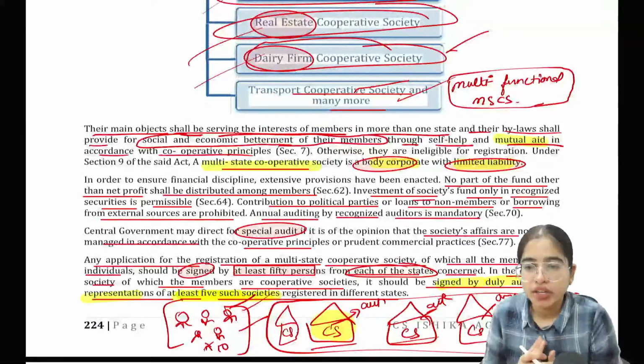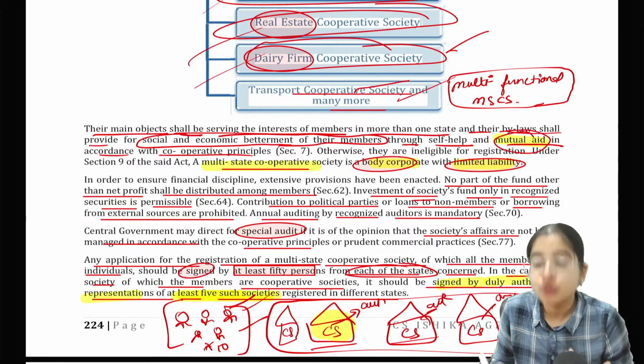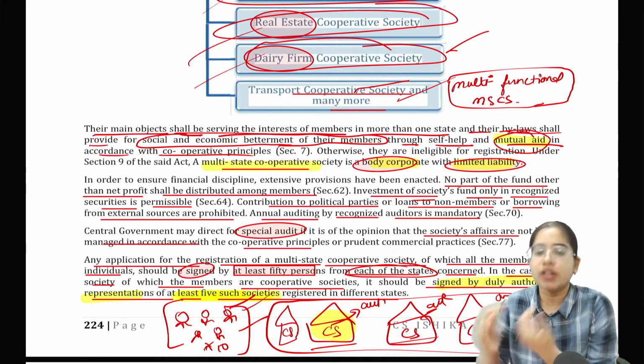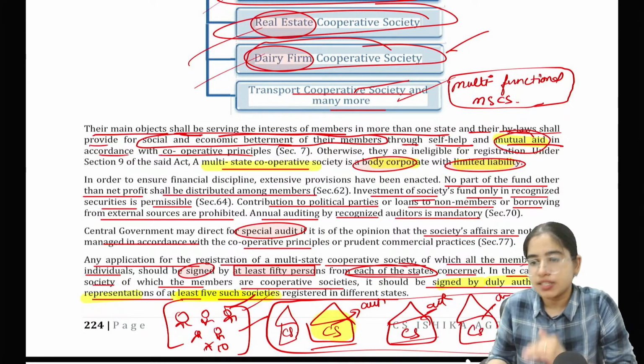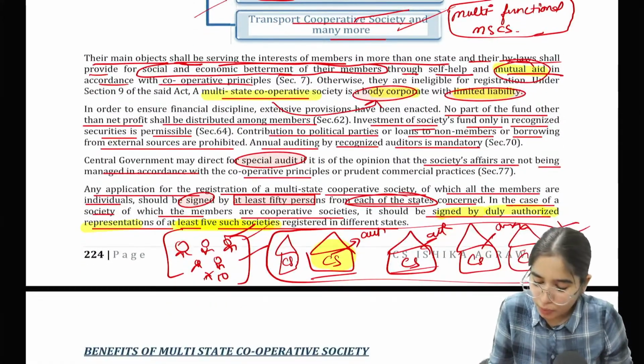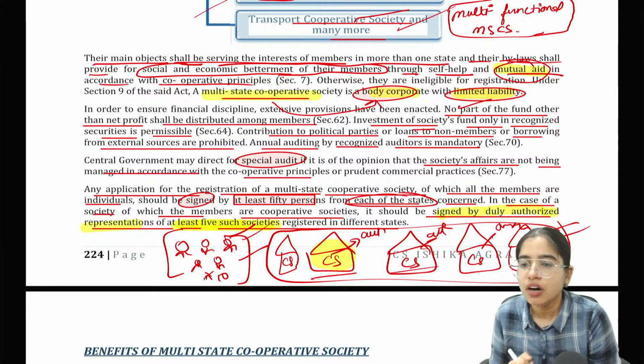Now there is one point given, that obviously the purpose of forming this MSCS is to give mutual aid, meaning mutual help. The members of this MSCS give mutual help and mutual assistance to each other. And it is a body corporate having a limited liability.